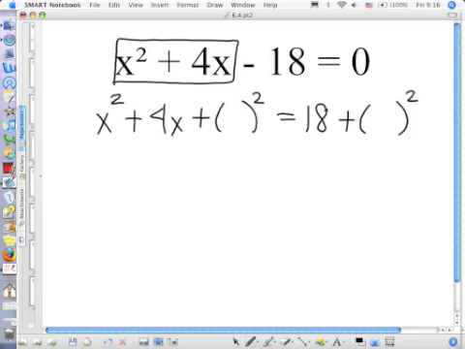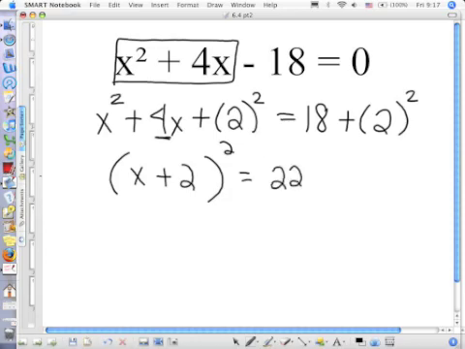Now, I determine what goes in that parenthesis by this number here. How did we complete the square yesterday? You take 4 and divide it by 2. And that's 2, which means I need a 2 over here. And this factors down to what? x plus 2 squared. And on the other side, I've got 18 plus 4, which is 22. And that's the only new thing we're doing. From here, we solve.